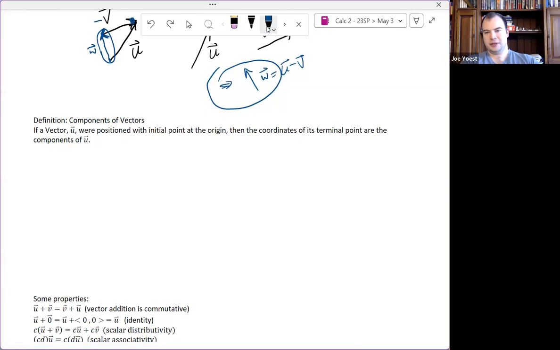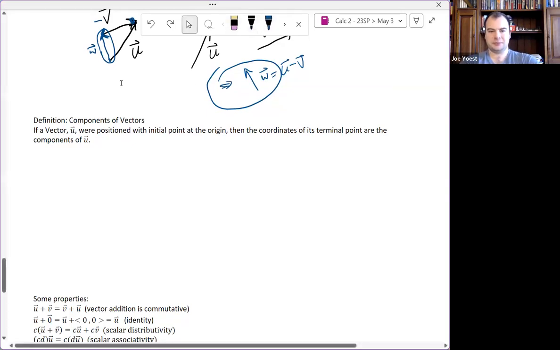Okay, so another definition. Components of vectors. If a vector u were positioned with initial point at the origin, then the coordinates, the xy coordinates or xyz coordinates of its terminal point are called the components of u.